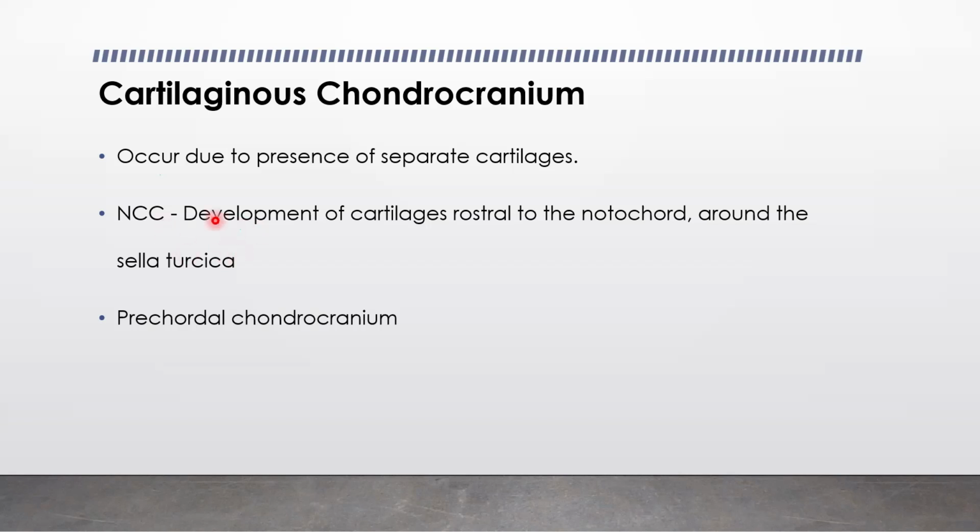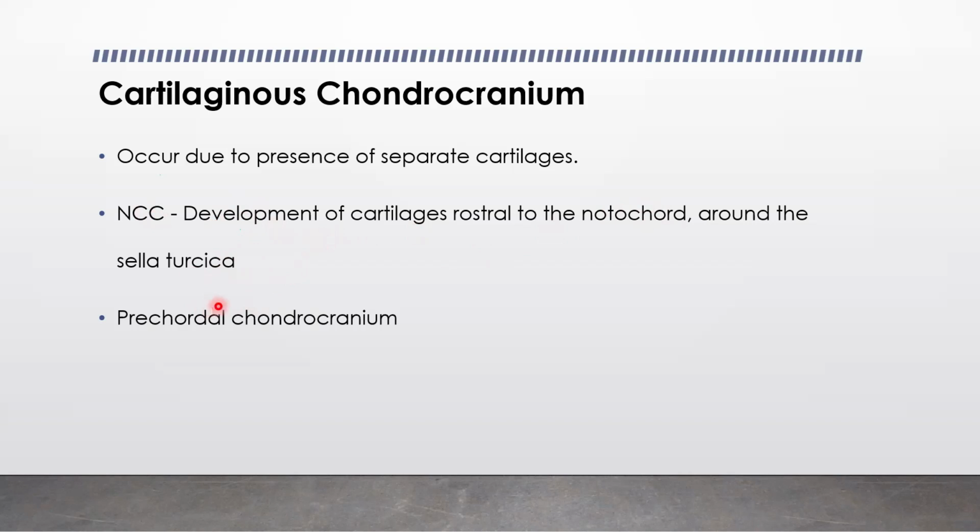So that's how, ideally, you get the cartilaginous chondrocranium that is just anterior. The sphenoid and the ethmoid bones, and some part of the orbital part of the frontal bone, will be coming from neural crest cells, giving rise to the cartilages that are just rostral to the notochord around the sella turcica. So you know the various components of the sella turcica, the dorsum sellae, those parts of the sella turcica, the four of them. So be conversant with them.